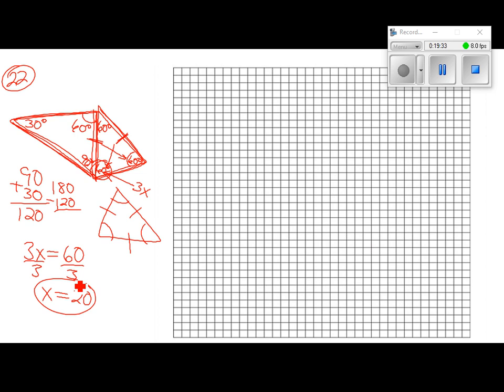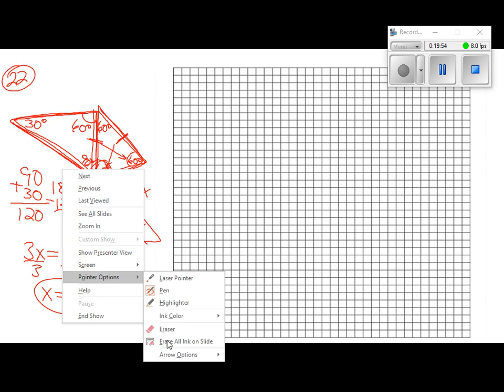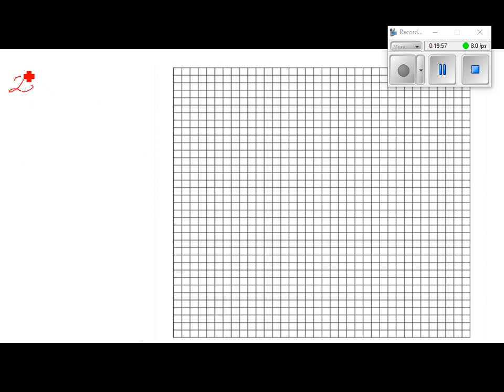Yes, France? Are we going to do any more stuff in our book today? Yes. Next question. Are we just ready to turn it in? The one right after that, I don't know. 23? It looks really easy.